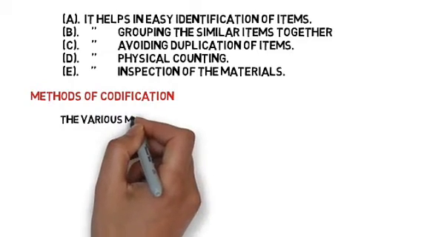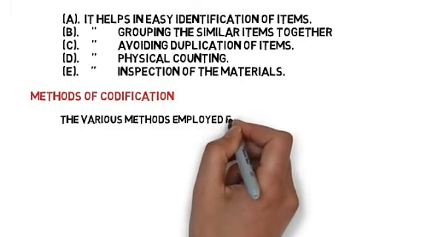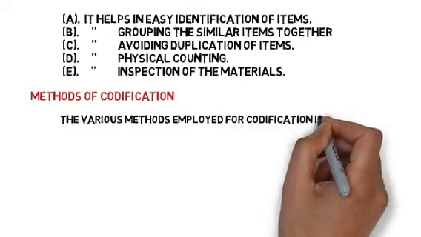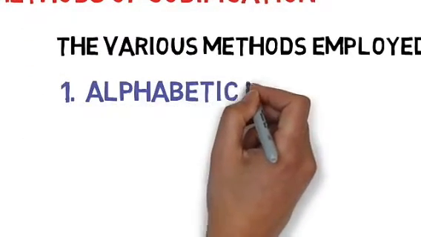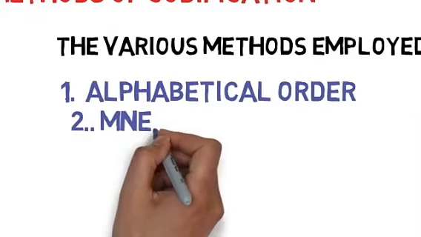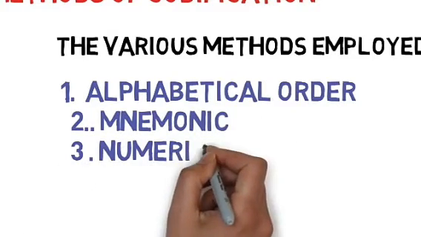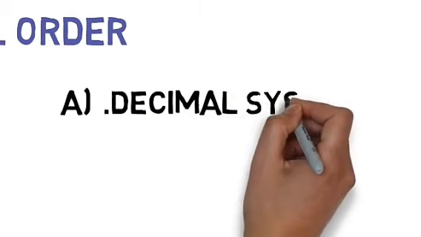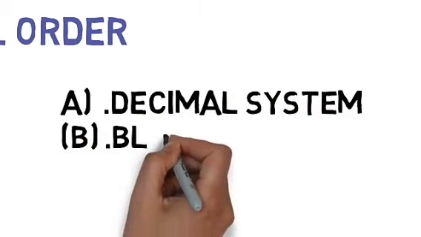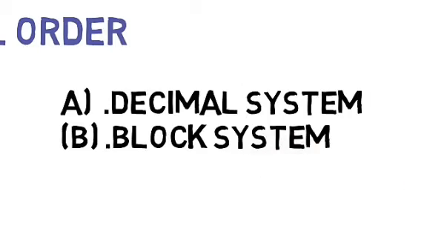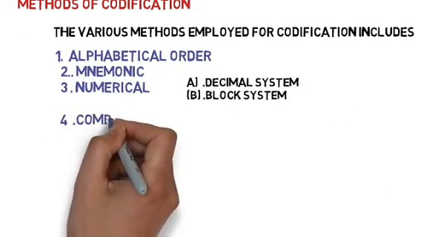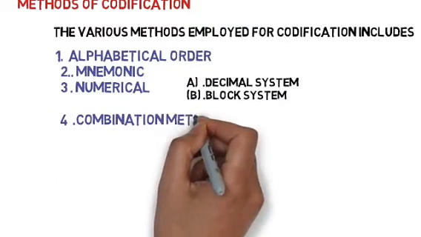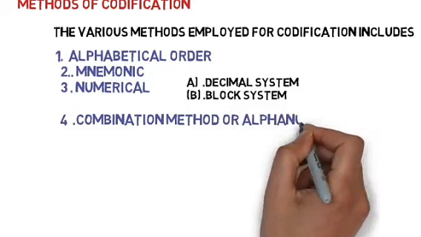The various methods employed for the codification of items include: first one, alphabetical order; second one, mnemonic order; third one, numerical order. Again the numerical order has two types, A, decimal system, B, block system. And the fourth one is the combination of methods.